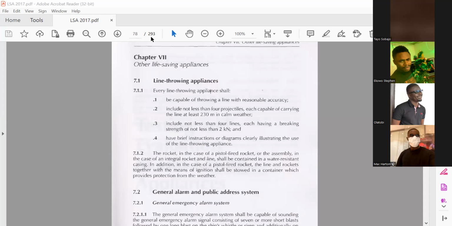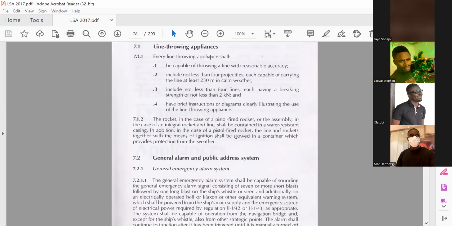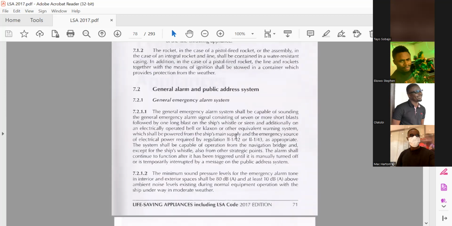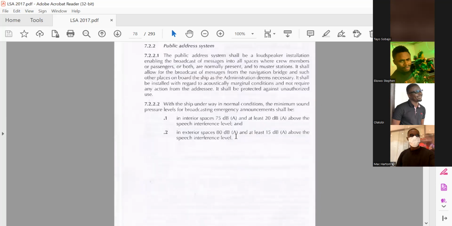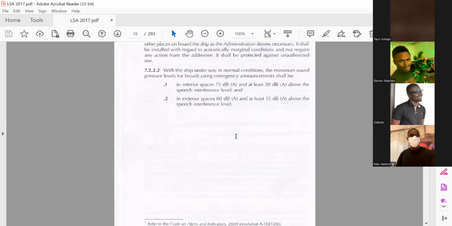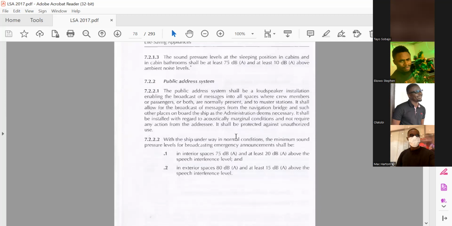All right, so thank you so much, guys. I really do appreciate this. We have this chapter 7, but I want us to go and read it. It looks interesting to me because all the line throwing appliances are here. And we always see those things on the vessel, the general emergency alarm is there as well. The public address system is there. I think that's just a brief one, so it's not a big deal.